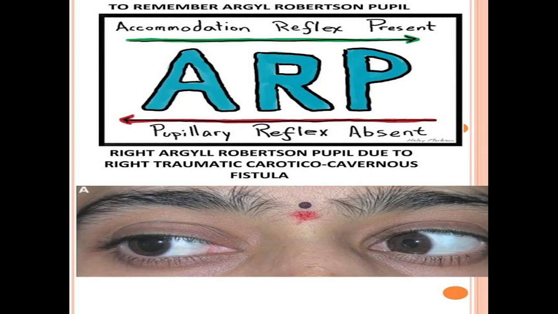The diagnosis of ARP is made by an ophthalmologist who performs a detailed eye exam, including an assessment of the pupil response to light and near vision. Treatment typically involves addressing the underlying cause of the condition, such as antibiotics for syphilis or other targeted therapies for specific neurological conditions.